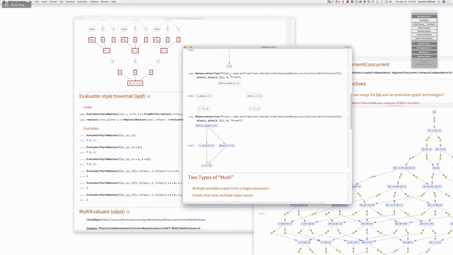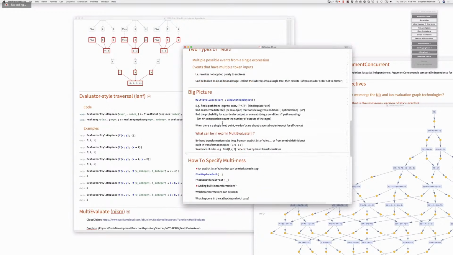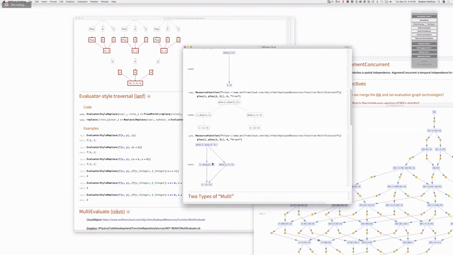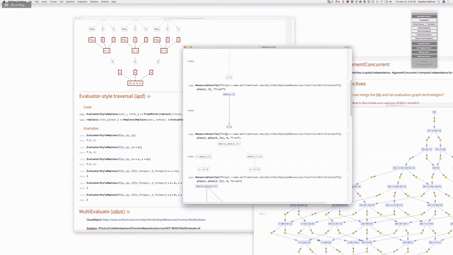What different cases? Well, I mean, things like the find replace path, right? Just find a path from here to there. I don't think you can do that from this yet. This is just evaluate and generate the whole multi-way graph. Is that a correct statement?